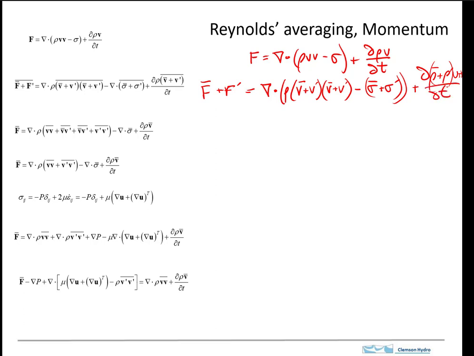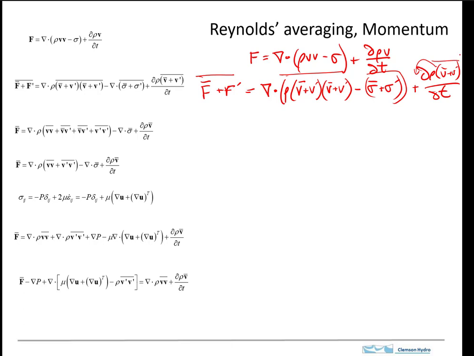Actually, let me just refresh that. Because I'm keeping the density constant, the density is actually going to come out, but we'll just have the V bar plus V prime here. Okay, so we average over these terms and get that.